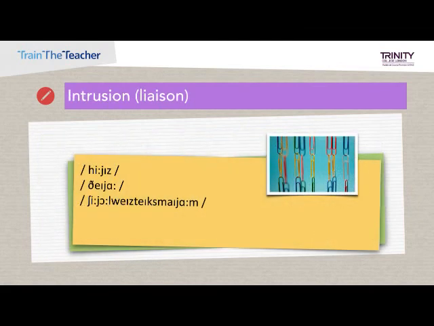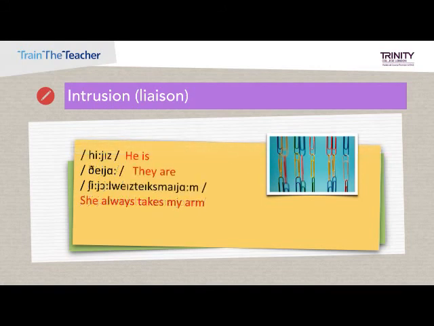Intrusion, also known as liaison, is another common feature of connected speech. Look at the following in phonemic script on this slide. What are the actual words? Pause the video and refer to this part on your task sheet. See if you can work out the words with your partner or group. So hopefully you came up with he is, they are, and she always takes my arm.